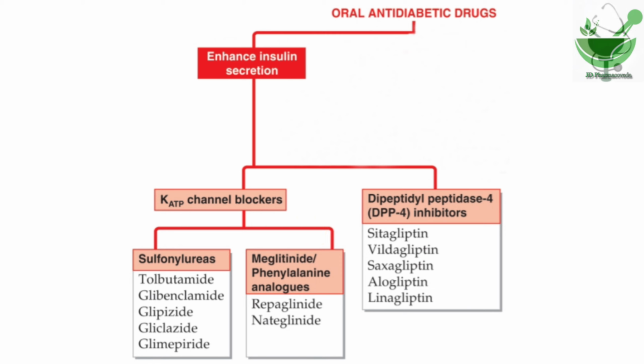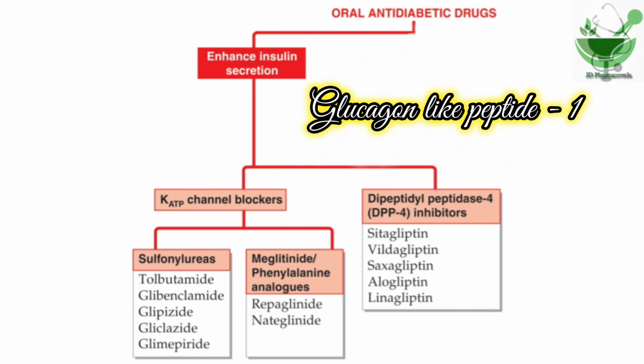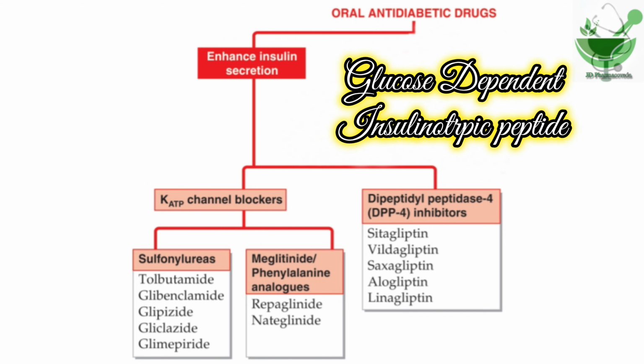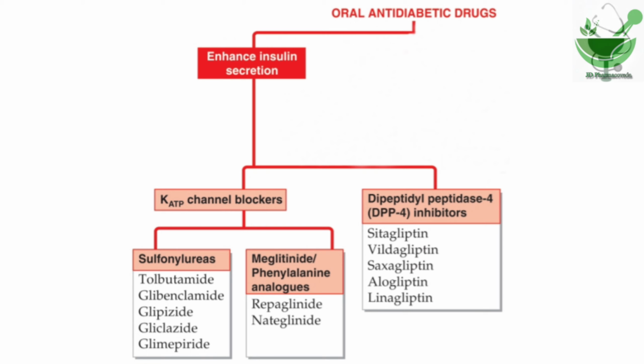Then the other drugs which enhance the insulin secretion are dipeptidyl peptidase 4 inhibitors. This enzyme breaks down two types of peptides, one is glucagon like peptide 1 and another one is glucose dependent insulinotropic peptide. So these peptides can be degraded or metabolized by this enzyme, so we have to inhibit this enzyme. The drugs are sitagliptin, vildagliptin, saxagliptin, alogliptin and linagliptin.